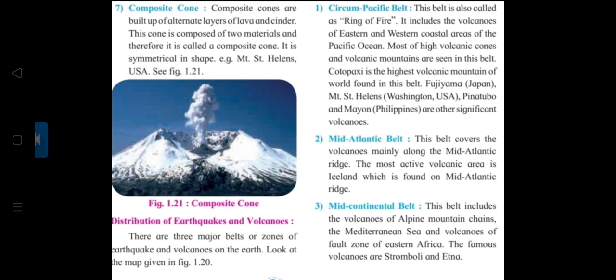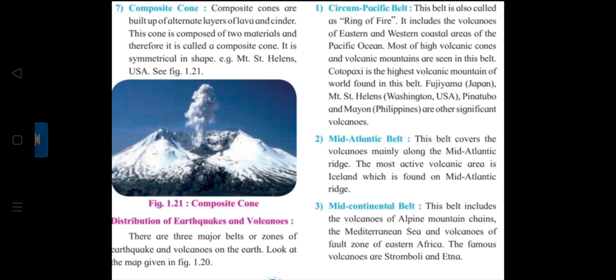Then we come to the distribution of earthquakes and volcanoes. There are three major belts or zones of earthquakes and volcanoes on Earth. This is the Circum-Pacific Belt. This belt is also called the Ring of Fire. In the previous class, I explained to you how earthquakes and volcanoes are active near the Pacific Ocean. It includes the volcanoes of eastern and western coastal areas of the Pacific Ocean. Most of the high volcanic cones and volcanic mountains are seen in this belt. That's why it is called the Ring of Fire.